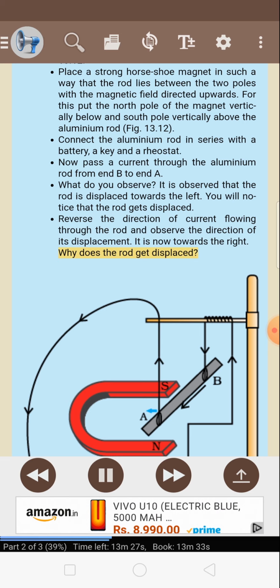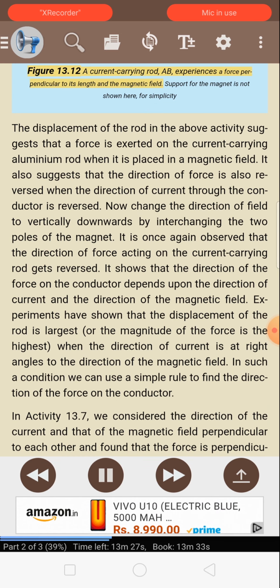Why does the rod get displaced? Figure 13.12: A current carrying rod, AB, experiences a force perpendicular to its length in the magnetic field. Support for the magnet is not shown here for simplicity. The displacement of the rod in the above activity suggests that a force is exerted on the current carrying aluminium rod when it is placed in a magnetic field.